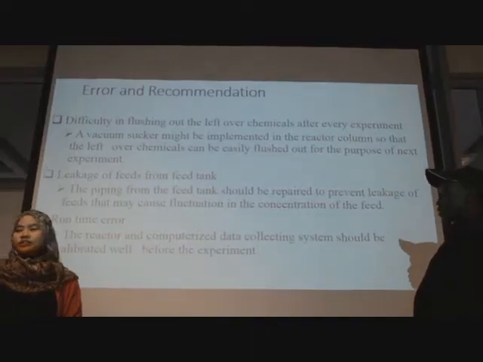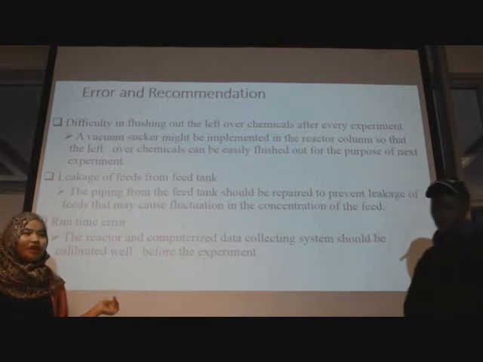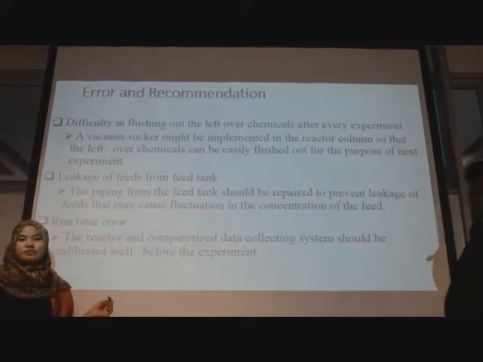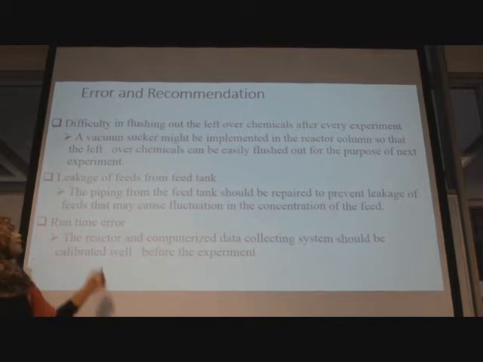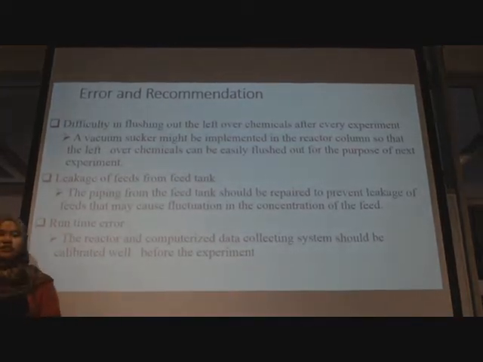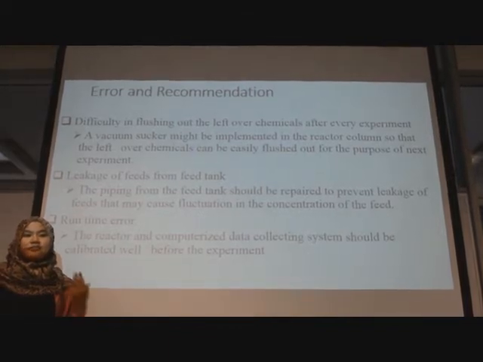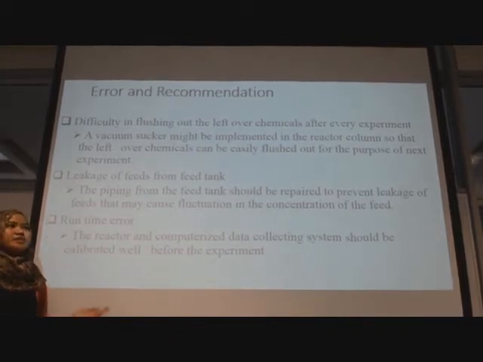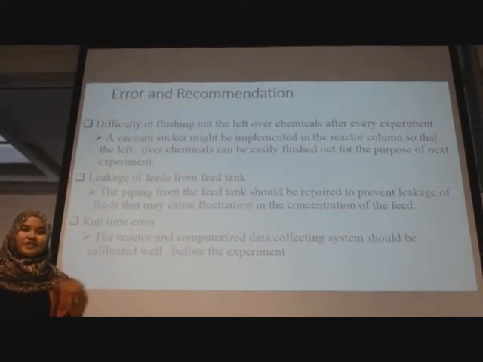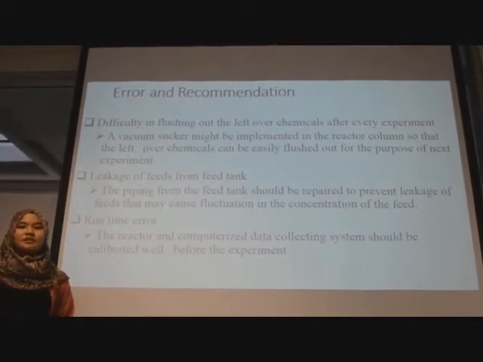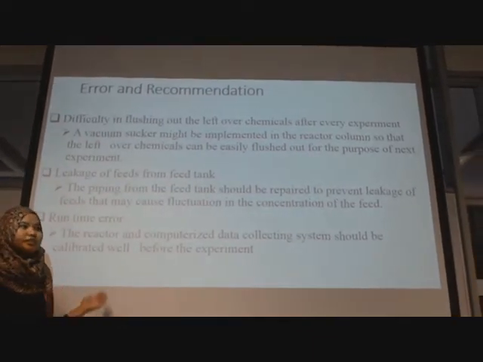Okay, we have done the results and discussion part. Now let's proceed to the errors and recommendations. From the observation, we found that several errors occurred in the experiment. The first one is the difficulty in flushing out the leftover chemical in the reactor. So we recommend having a vacuum sucker in each of the reactors so that the chemical can easily be flushed out and no chemical is left in the reactor. Now I pass to Dengot for the next point.